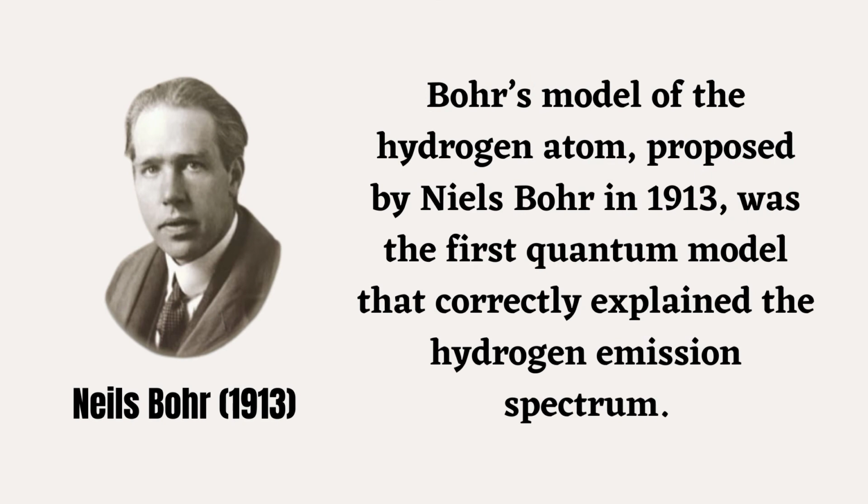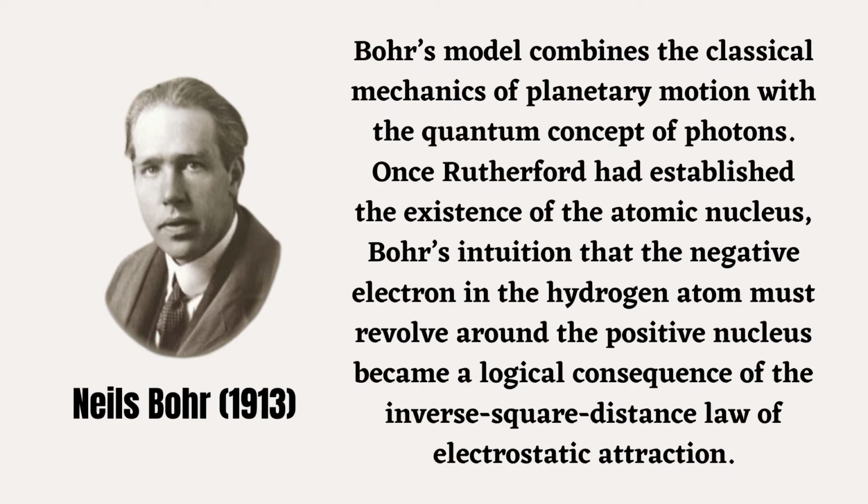Bohr's model of the hydrogen atom, proposed by Niels Bohr in 1913, was the first quantum model that correctly explained the hydrogen emission spectrum. Bohr's model combines the classical mechanics of planetary motion with the quantum concept of photons. Once Rutherford had established the existence of the atomic nucleus, Bohr's intuition that the negative electron in the hydrogen atom must revolve around the positive nucleus became a logical consequence of the inverse square distance law of electrostatic attraction.